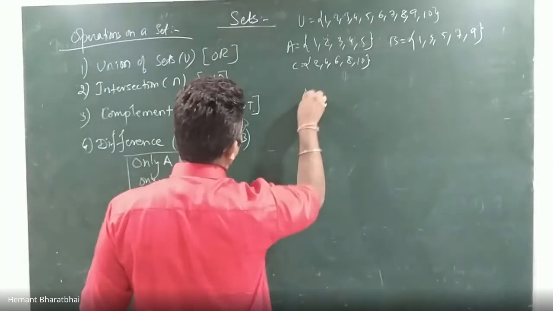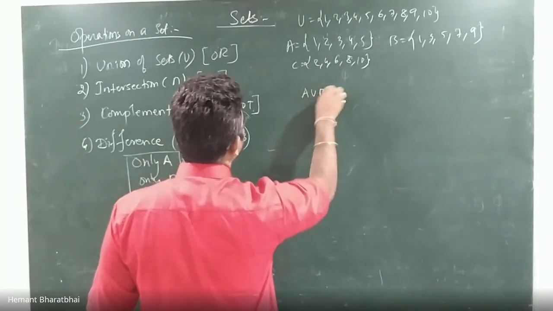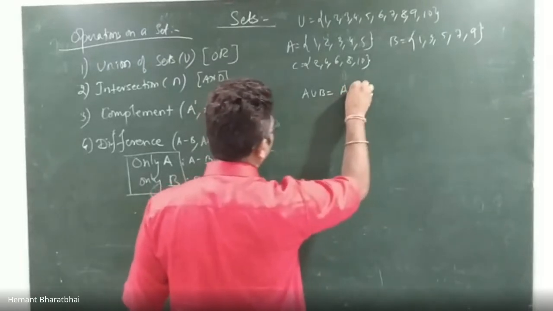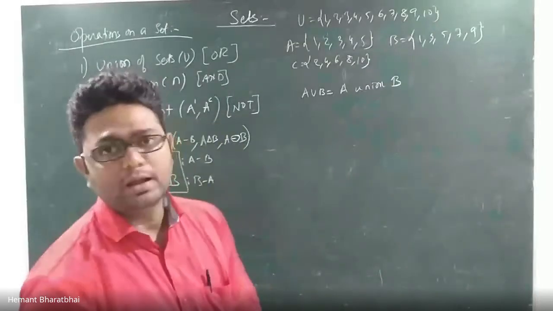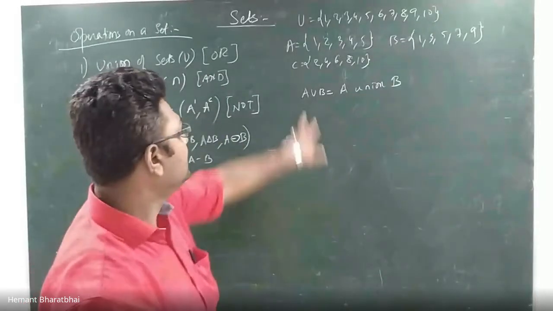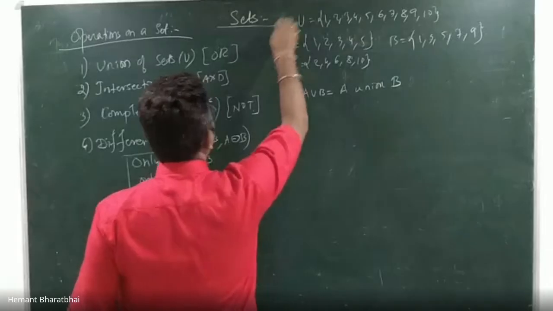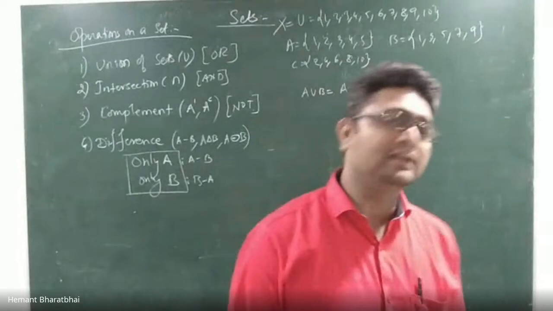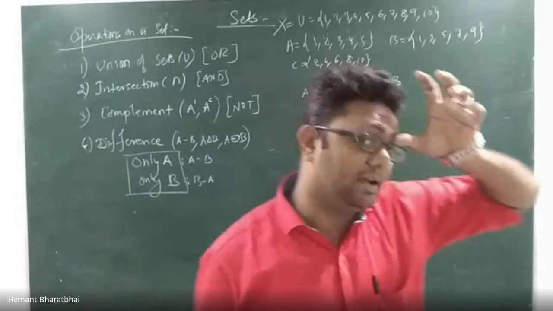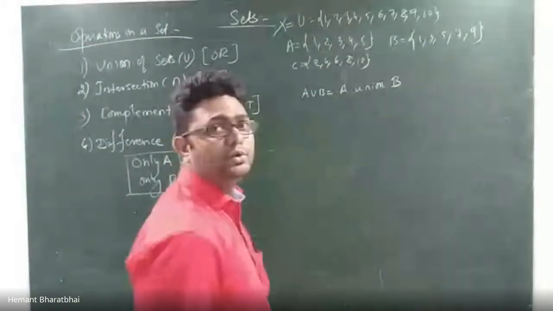If I write A union B, this symbol means A union B. Don't get confused with the universal set. The universal set is many times represented by the letter X also. If you are getting confused, then let me represent it by the letter X. So if I'm writing this, it means A union B. So what does it mean, A union B?